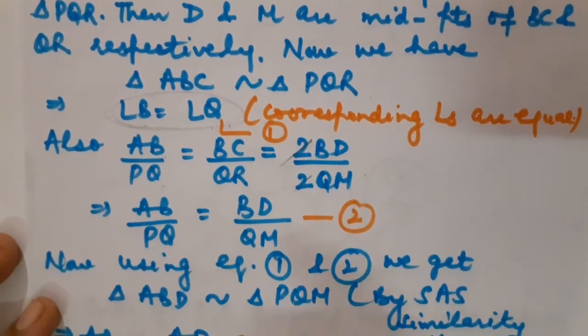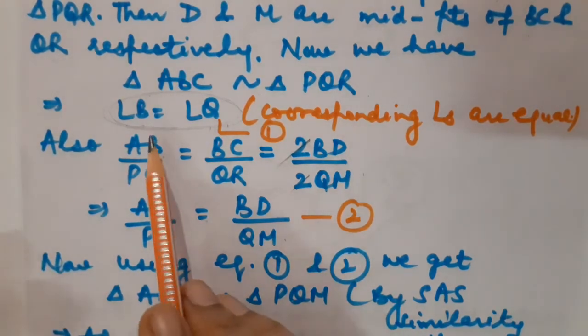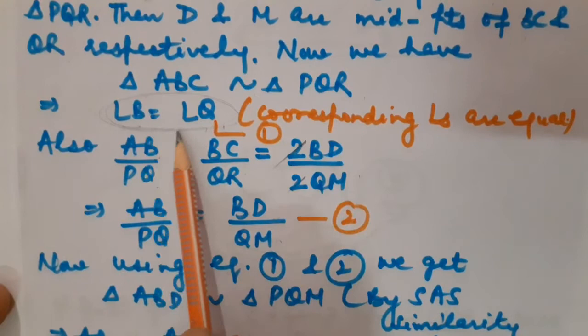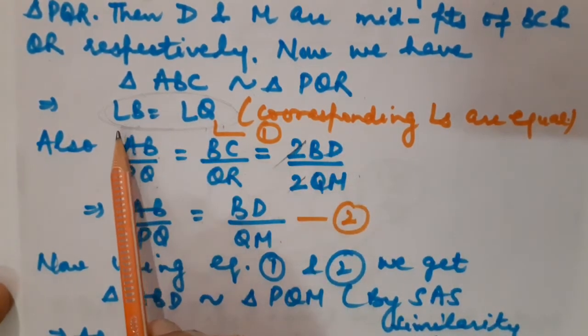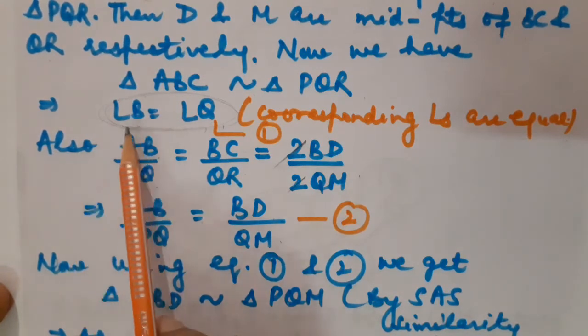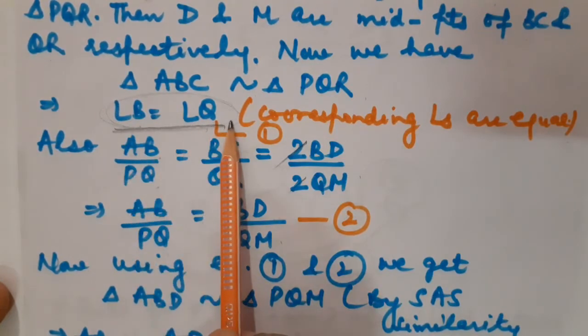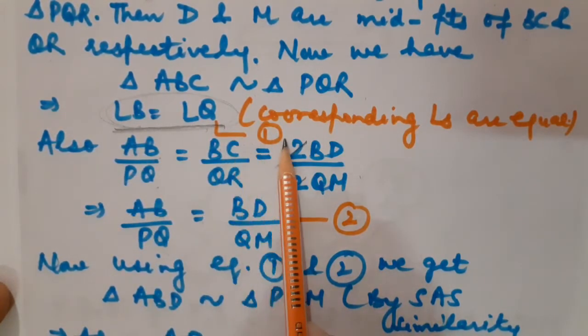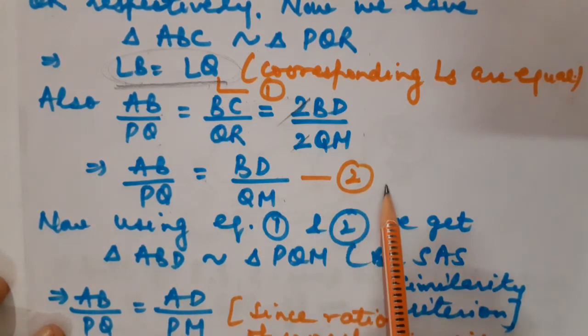So it implies that AB upon PQ is equal to BD upon QM. Fine, children? Okay. Now, when I showed you that both the triangles are similar to each other, their corresponding angles are equal. Out of those three conditions of corresponding angles, I have just taken one condition, that is angle B is equal to angle Q. Let us consider it as equation number 1. And this AB upon PQ is equal to BD upon QM as equation number 2.